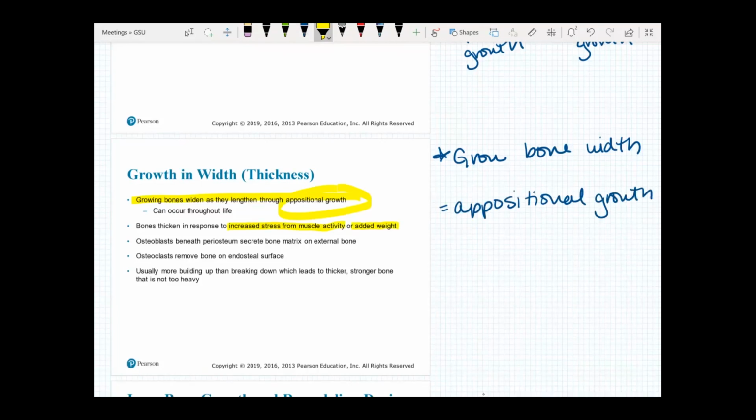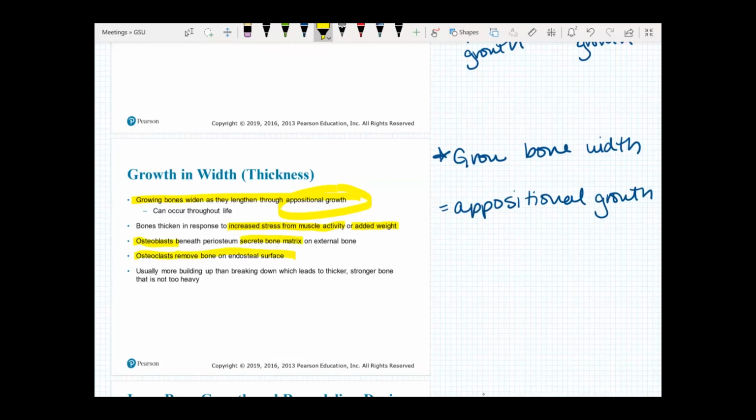Or if you actually do add weight to your overall body, then your bones will actually thicken in response to that. So the way this is going to work is the bone cells we've already talked about. Your osteoblasts will do what they do best, which is secrete bone matrix. And then the osteoclasts will then break down and remove the bone. So essentially, what you're doing is you're building up and breaking down your bone.